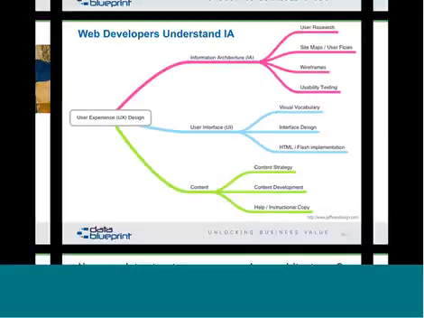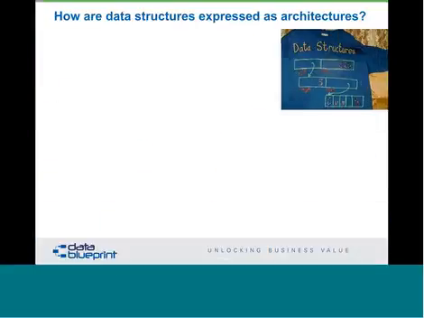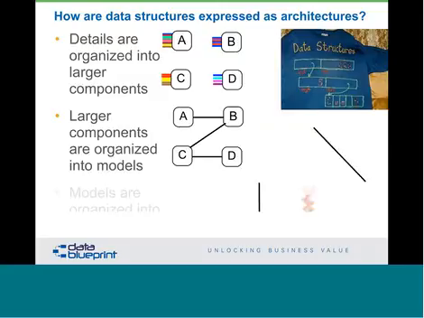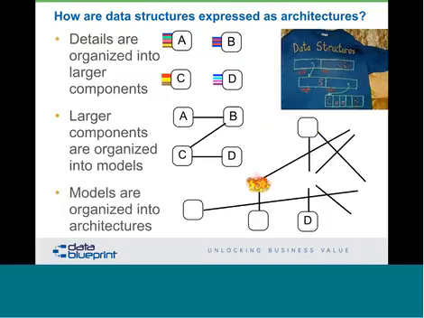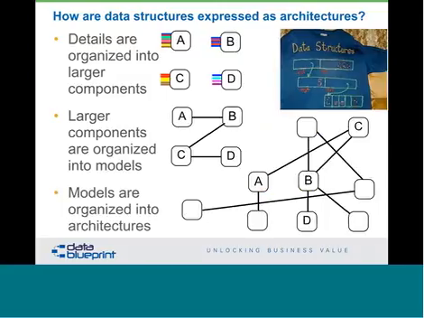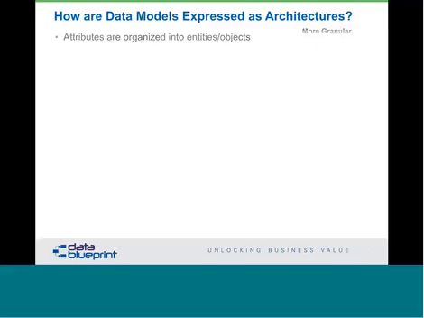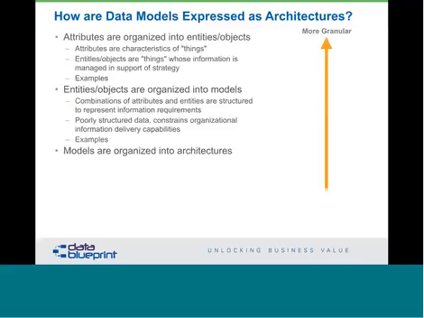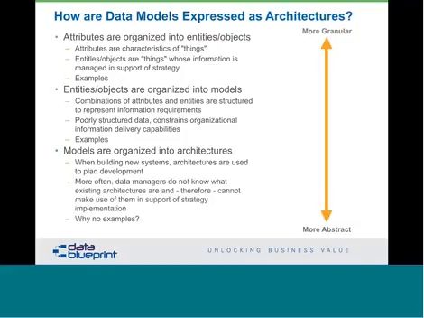What we're trying to do, of course, with all of these architectures is to organize details into components, organize these larger components into models, and the models then become organized into architectures. The data models expressed as architectures start off with the attributes that are organized into the entities or objects. The objects are then organized into models, and the models are organized into architecture.